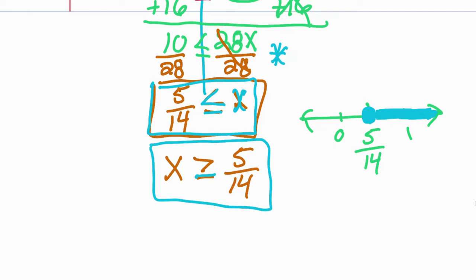So that's why I shaded on this side. Even this is saying the same thing. X is greater than 5/14. So I'm still shading on the same side. I only turned my whole solution around there. I didn't flip the symbol for my final answer.